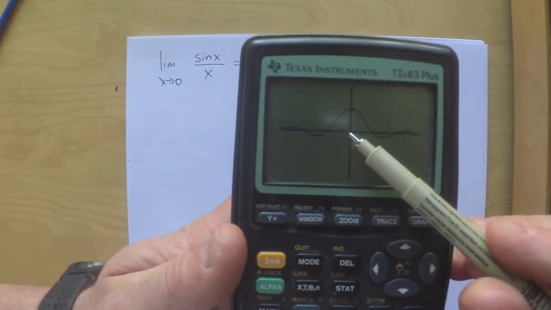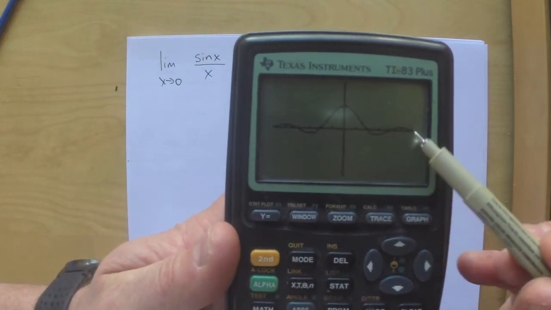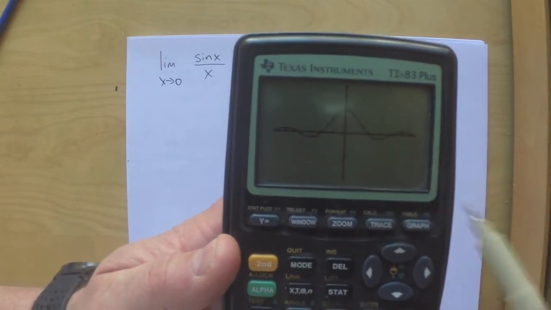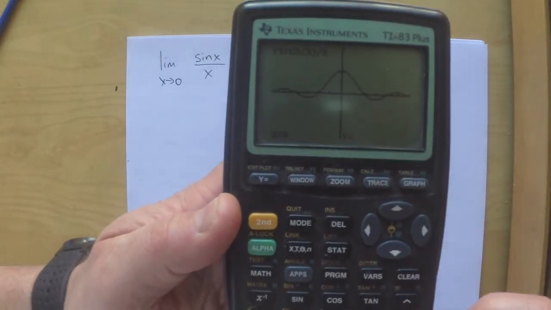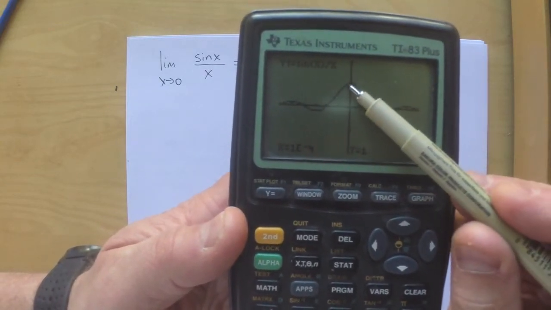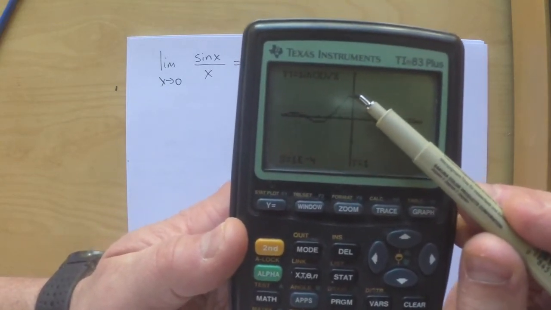It looks kind of like a modified sine graph where the amplitude is actually just diminishing. Looks like a weird octopus. And as you approach 0, if I trace on this thing, as I trace close to 0, I see the value is really close to 1. There's actually a hole right there. So this is actually 1.